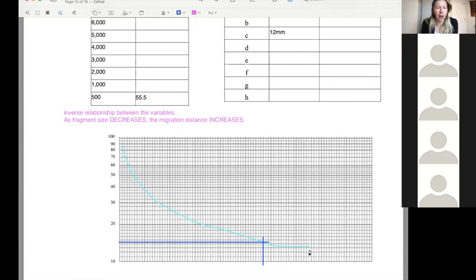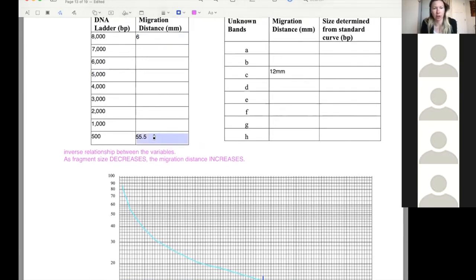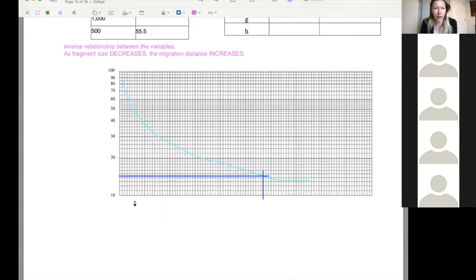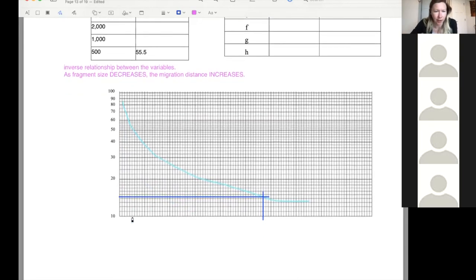So if you were making the standard curve graph, these would be your distances, and you'll notice that they're not spaced equally because it's a logarithmic scale. The distance here is not as far as the distance between these two numbers and these two numbers. So you would be using the migration distance here. And then along the bottom, you do have a regular interval of these spaces. And so you would just have to decide how many boxes is going to equal 500 base pairs or 1,000.